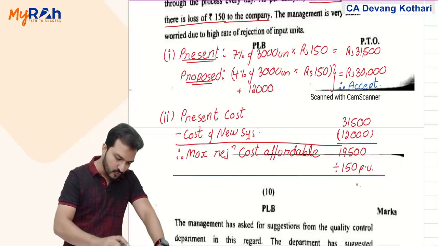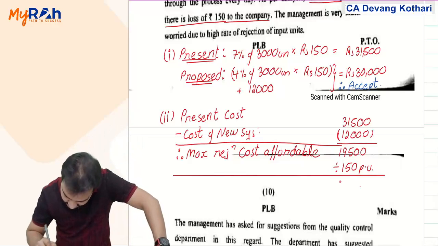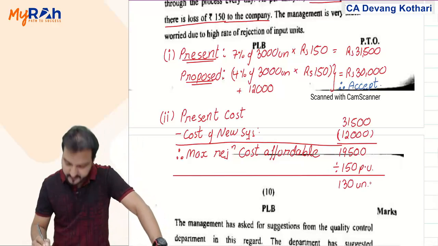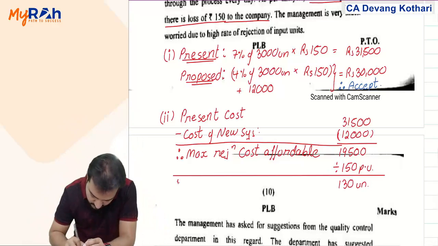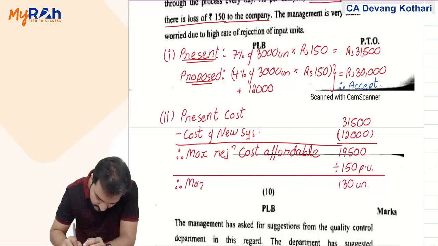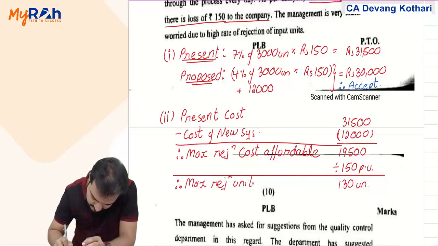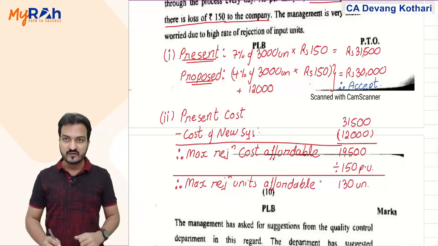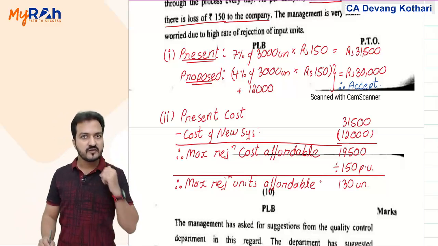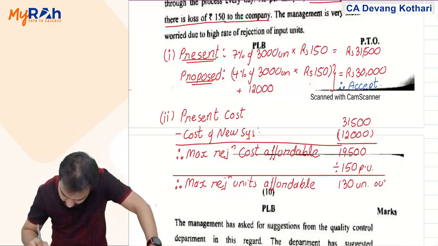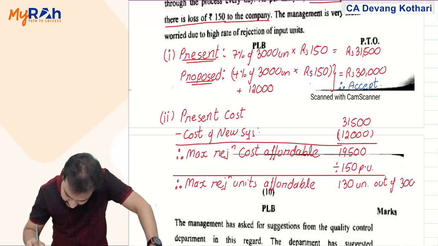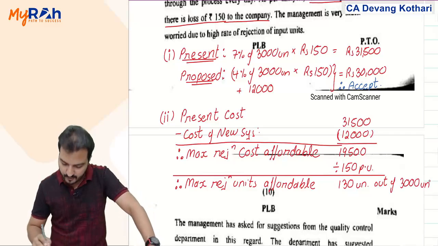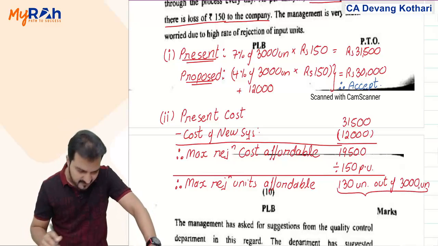Divide by 150, it gives me 130 units. What does this indicate? This is therefore the maximum rejection units affordable. Maximum rejection units affordable is 130, out of 3000 units input. Now 130 out of 3000 is what percent?